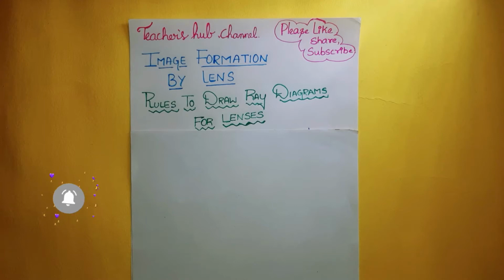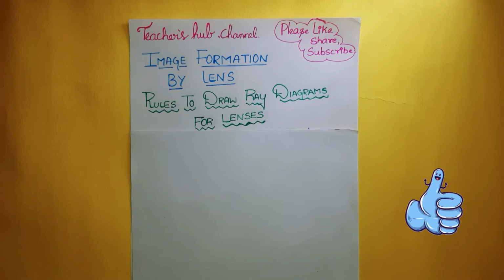In this video, you'll be learning the rules to draw the ray diagram for lenses. We can represent the image formation by lenses using the ray diagram. This ray diagram helps us to study the nature, position and the size of the image formed by the lens. In order to draw the ray diagram using a lens, there are some rules which you have to learn.